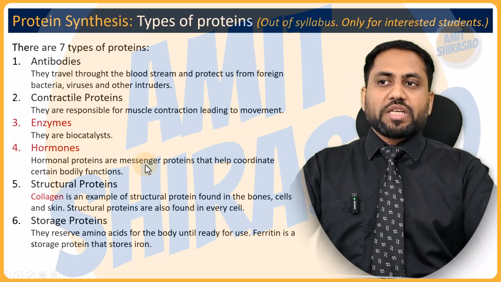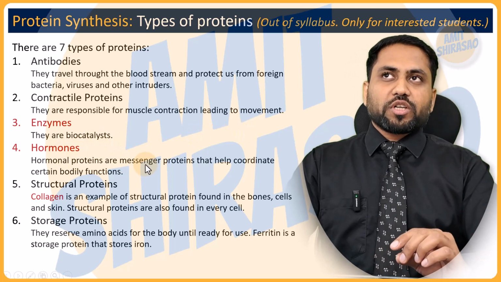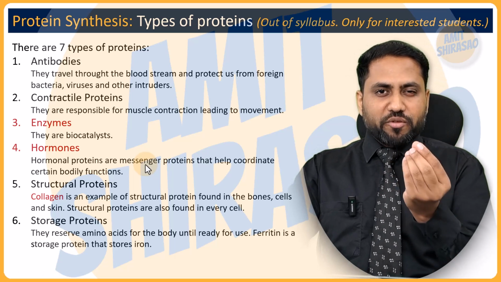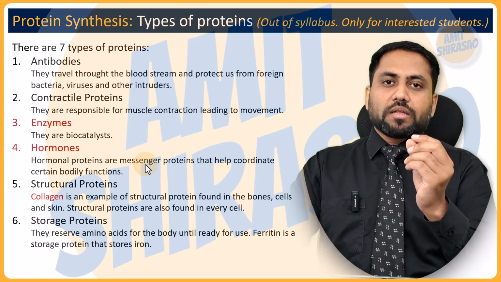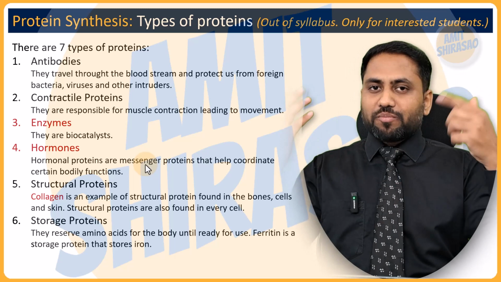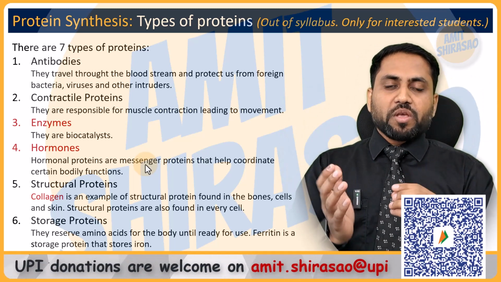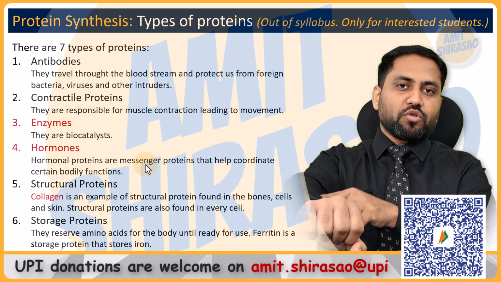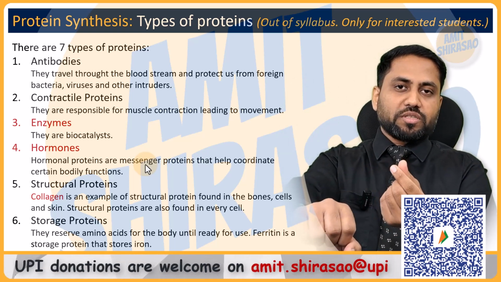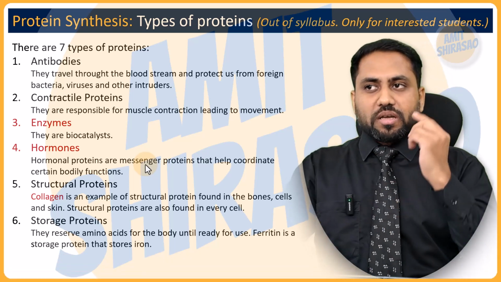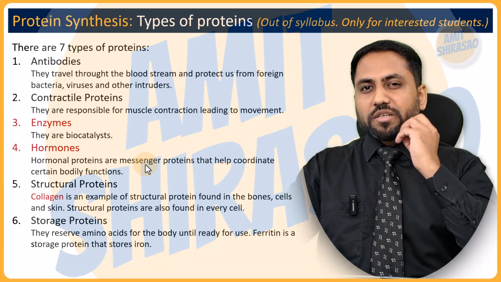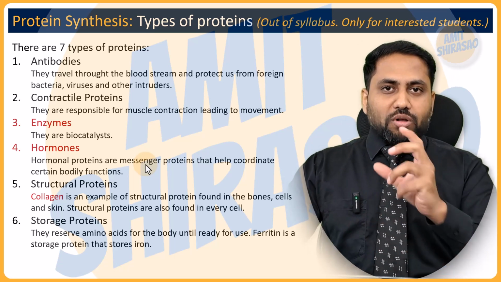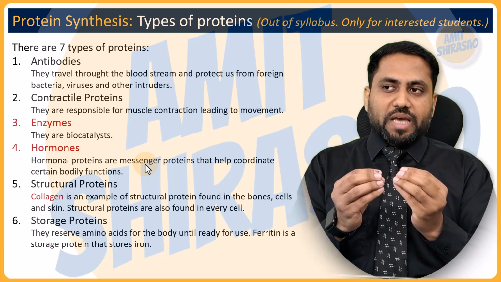Hormones are the proteins which are messenger proteins. For example, testosterone is a male sex hormone. When this hormone is released by one organ, your testicles, it travels through the bloodstream and reaches all parts of the body. When it reaches your body, it tells the hair to grow more. Testosterone is there, so that's why the hair will grow. If it reaches this part, it will say, okay, grow beard. If it reaches your muscles, it will say, okay, build muscles. All these things happen due to testosterone.